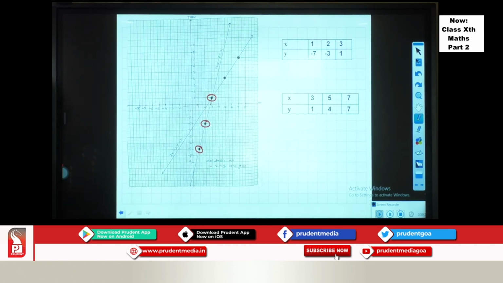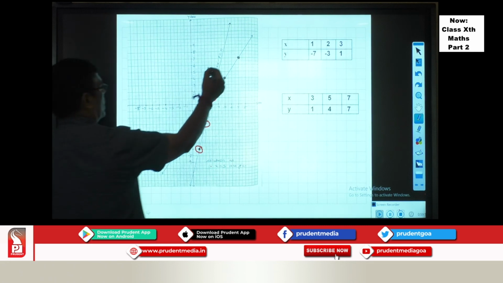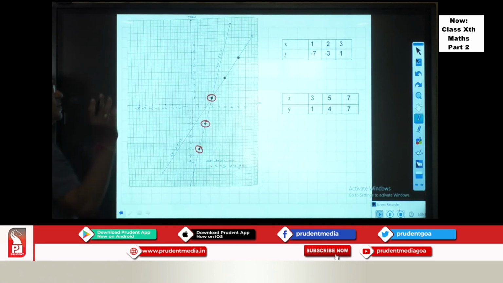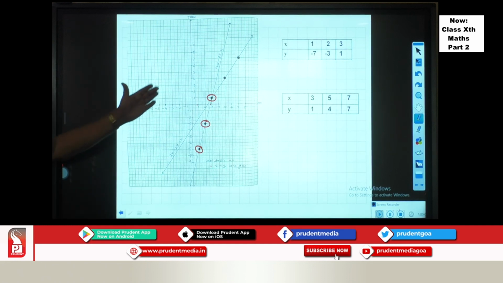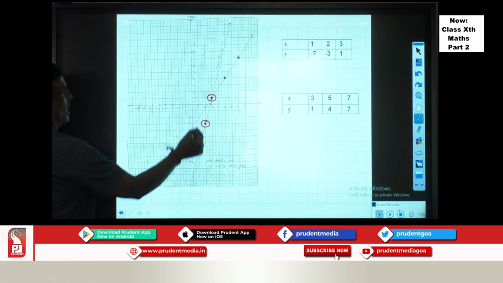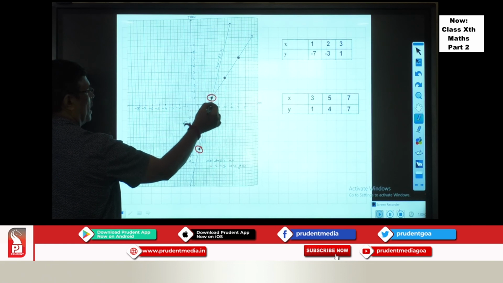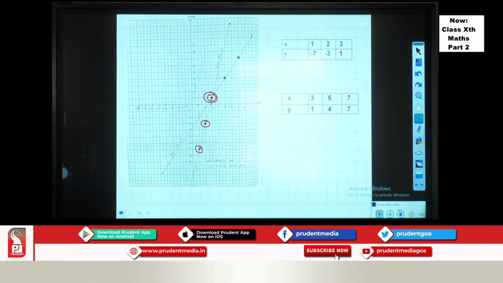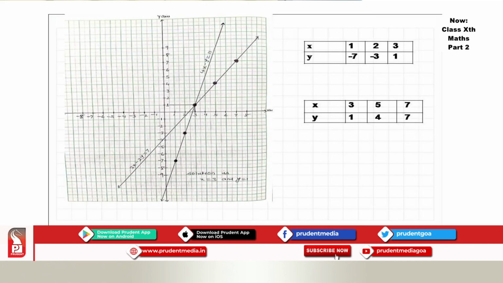Immediately I am writing the equation on that line. So it is 4x minus y is equal to 11. Once I mark this, let us go to the second line. The second line gives coordinates: first, x is 3, y is 1. It is already marked, but still I am marking it here. Then the second one is x is 5, y is 4.